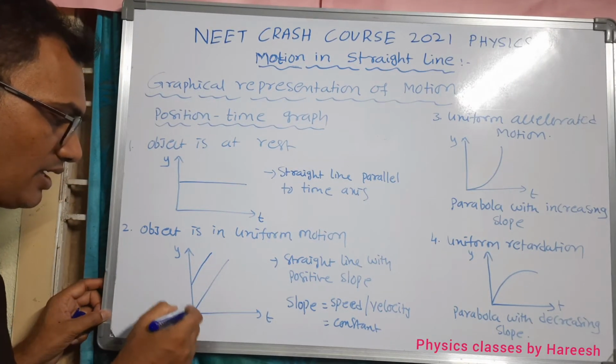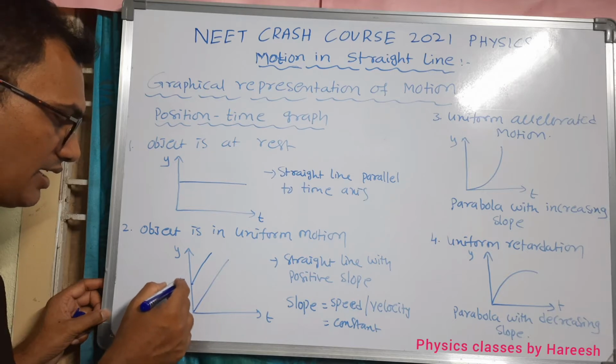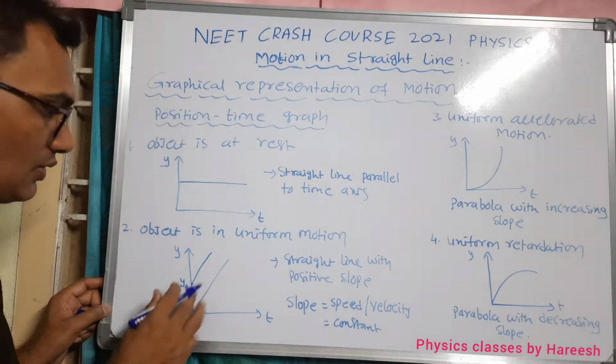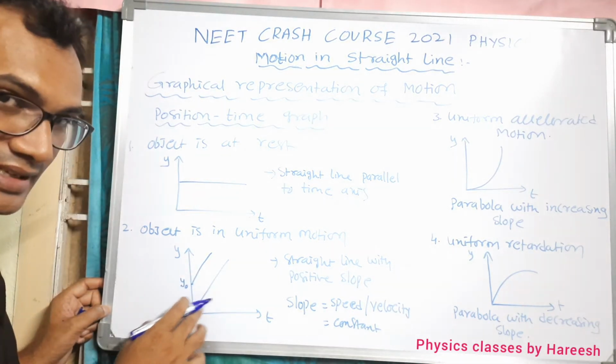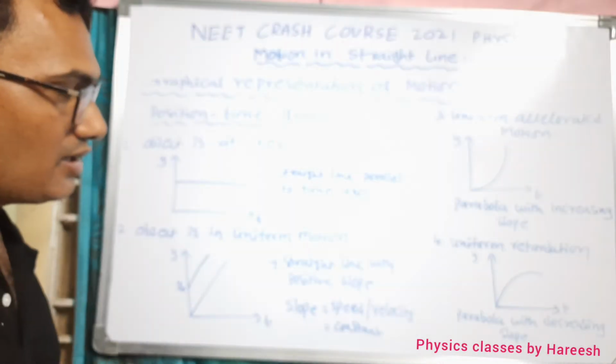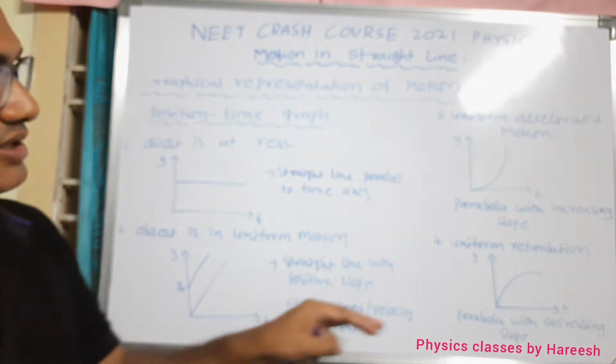This is starting from origin. This is starting with initial position. Let y0 be the initial position at t equal to 0. So this is the graph shape. If the object starts at t equal to 0, x equal to 0, then it is a straight line passing through the origin.